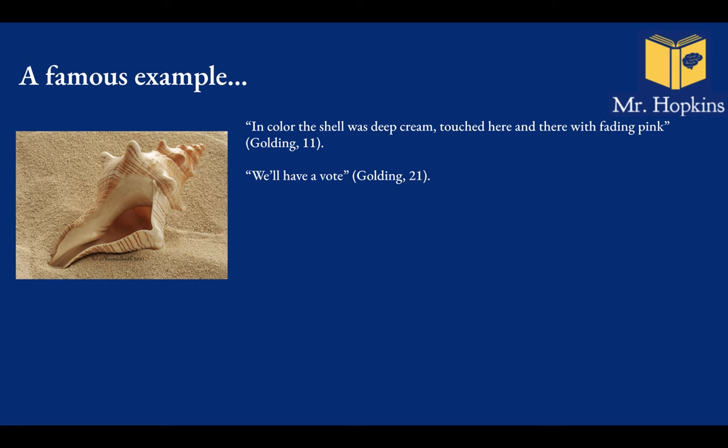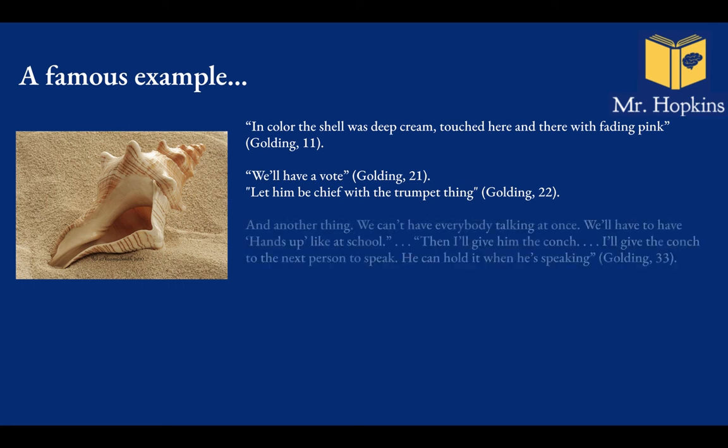And they decide that they'll have a vote, and someone says, let him be chief with the trumpet thing. So Ralph, who has it, blows this conch, and they all decide to have a vote on who's going to be the leader. And one child says, let the one who blew it, let Ralph, who blew the conch, be the leader. And they refer to it as a trumpet thing, which reminds readers of the adult authority when they're being evacuated with a trumpet. And then someone says, we can't have everybody talking at once. We'll have to have hands up like a school. I'll give them the conch, and the next person to speak is the one who has it. Whoever's holding the conch can speak.